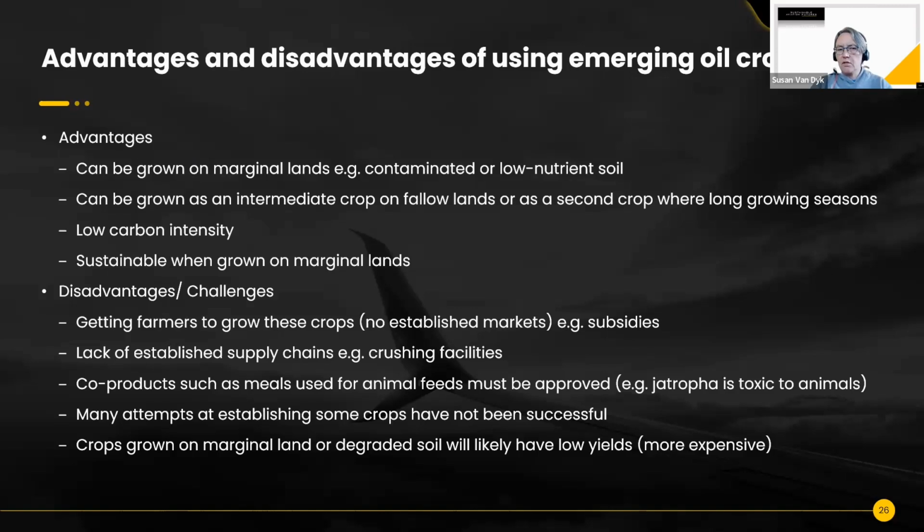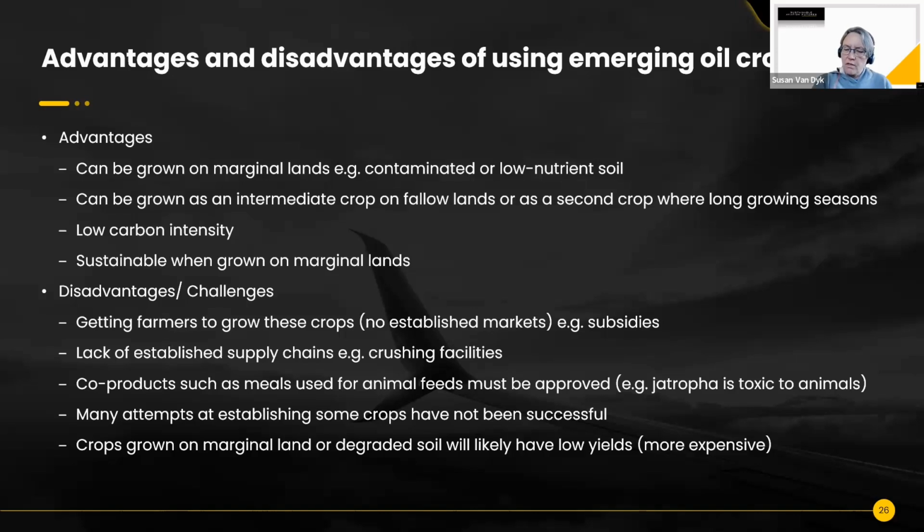So, advantages and disadvantages. A lot of these feedstocks are said to be able to grow on marginal lands, so contaminated or very low nutrient soils. They can also be grown as an intermediate or cover crop on fallow lands, or as a second crop where there are longer growing seasons. It has a low carbon intensity, especially if you grow it as a cover crop, or on marginal or unused land. It doesn't have induced land use change, so you can get a low carbon intensity. So this can be very sustainable.